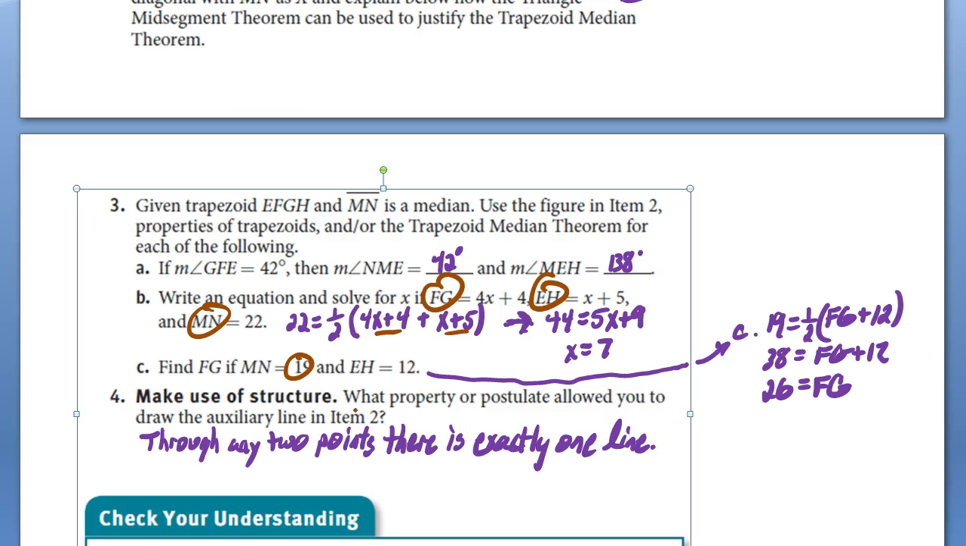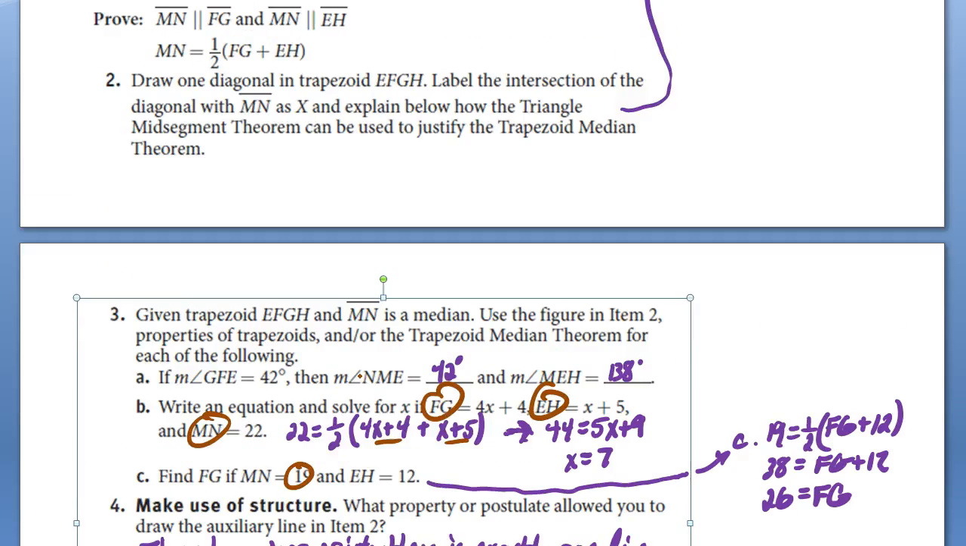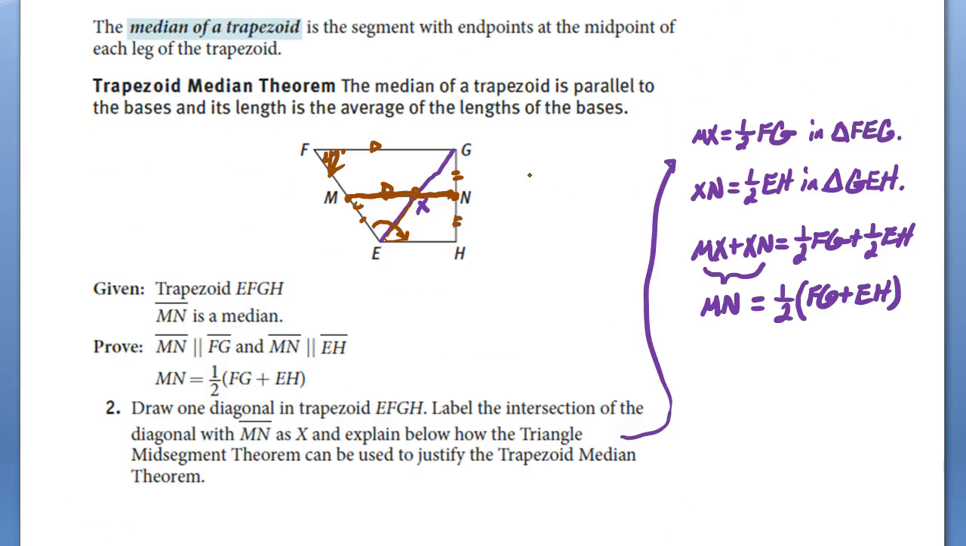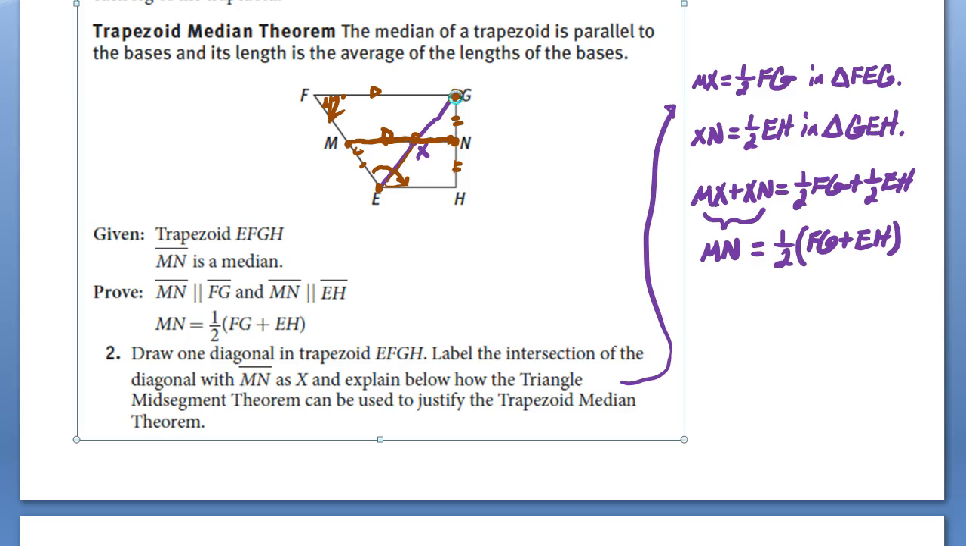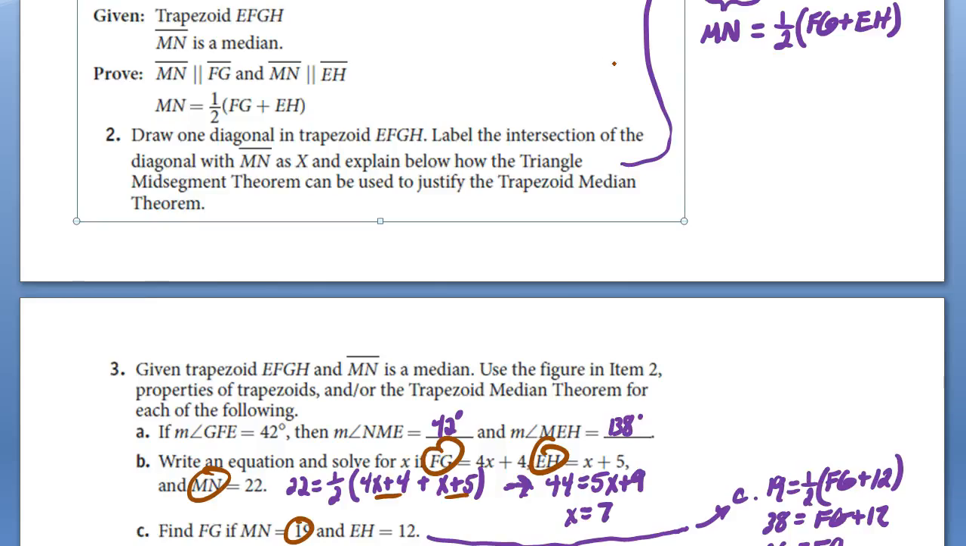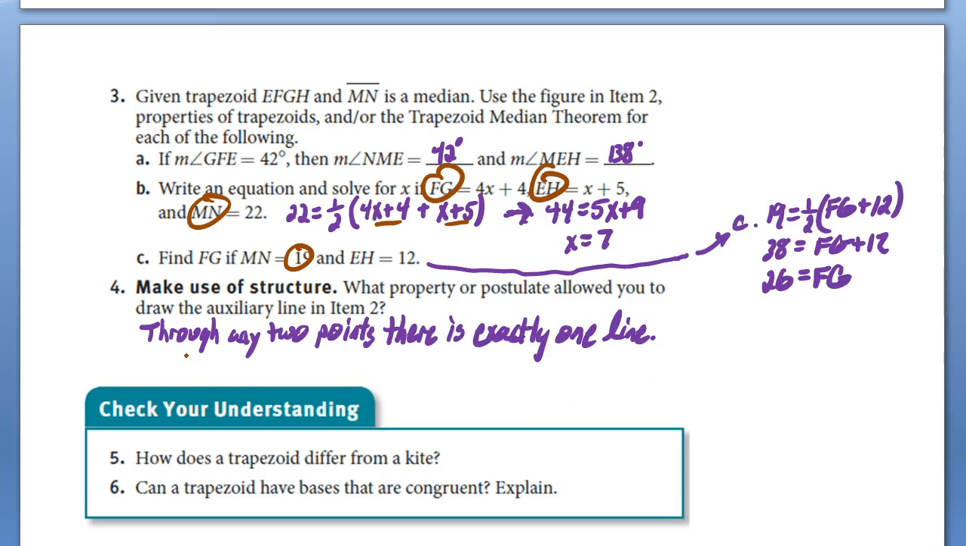Number 4, what property or postulate allows us to draw that auxiliary line in this question? So when we drew the purple line from E to G, why are we even allowed to do that? Well, there is a postulate in geometry that says between any 2 points, like E and G, there is exactly one line. And so I have written that postulate out as the answer to number 4.